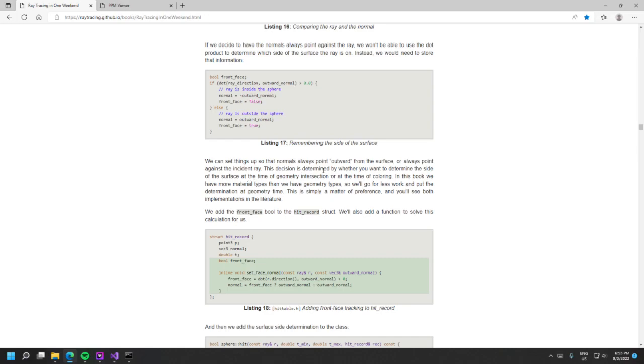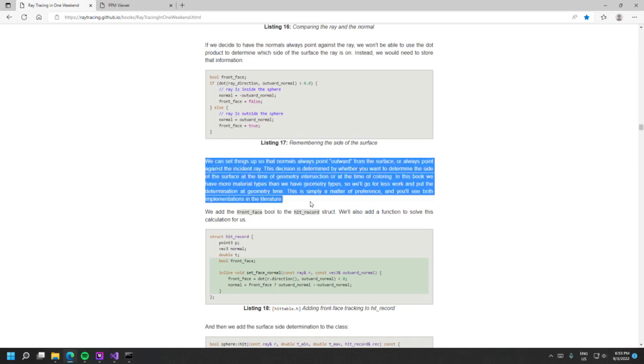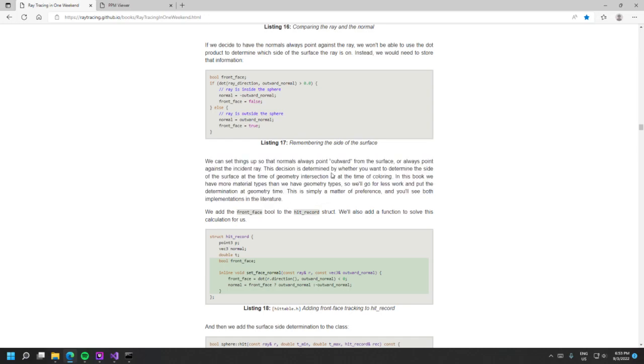This decision is determined by whether you want to determine the side of the surface at the time of geometry intersection or at the time of the coloring. In this book, we have more material types than we have geometry types, so we'll go for less work and put the determination at geometry type. This paragraph doesn't make much sense to me because I don't know what it's referring to. Maybe we'll learn more later.